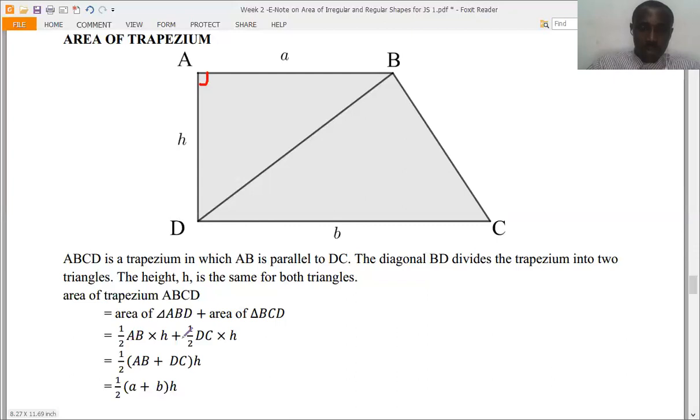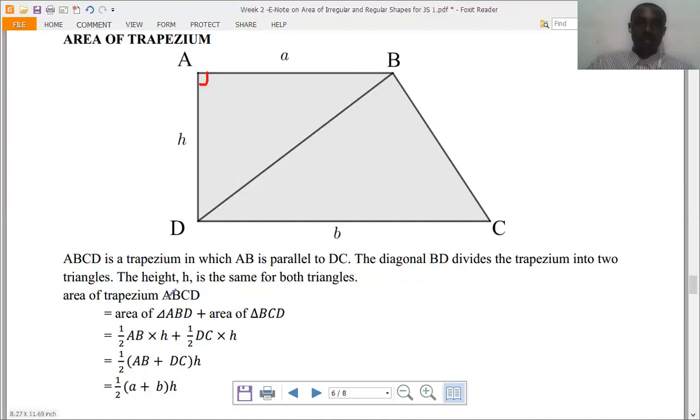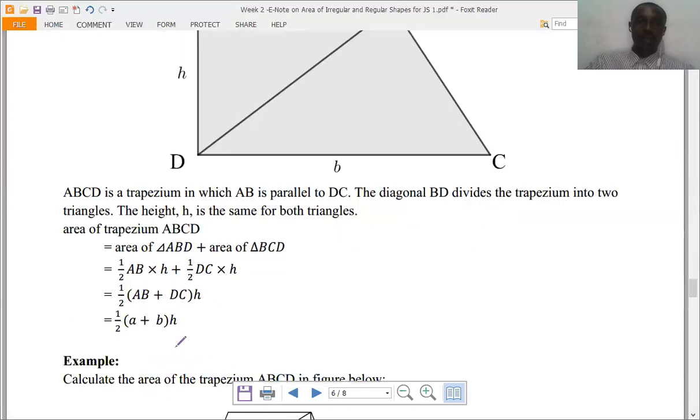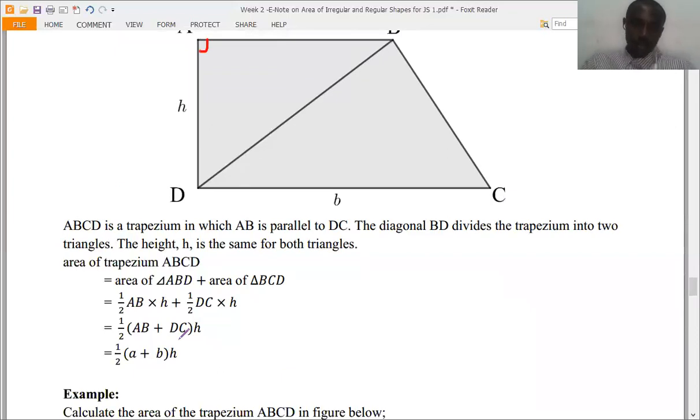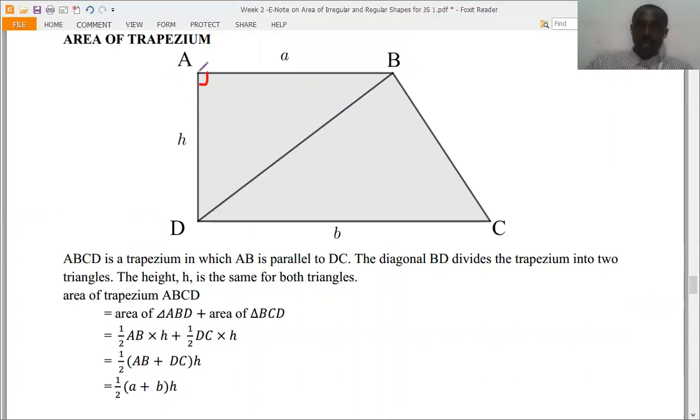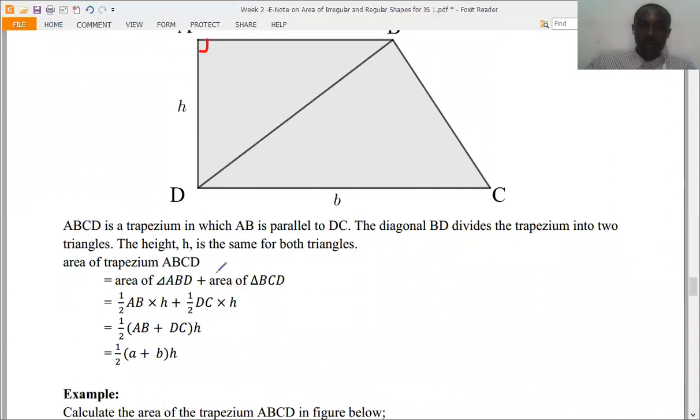So by inspection, when you inspect this expression properly, you observe that half is common to both terms, so you can factor it out to the left. H is also common to both terms, so we can factor it out to the right. Now what do you have left inside? AB plus DC. From the diagram, we've represented AB as small a and DC as small b. Therefore, the area of the trapezium is half (a plus b) H. A is usually the shorter parallel side, while b is usually the longer parallel side. H is the height of the trapezium.